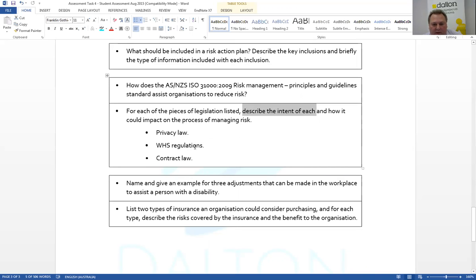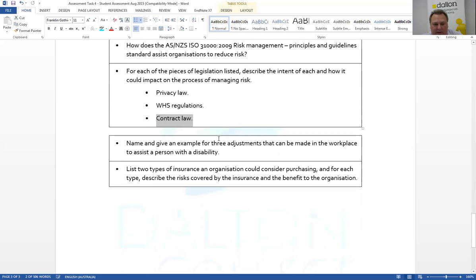Again, same for work health safety regulation. Describe the intent of each to reduce employee injuries in the workplace, to reduce the incidences in the workplace or near accidents and so forth, and how it could impact on the process of managing risks. So to manage a risk, it's going to reduce the incidences of accidents in the workplace. Another legislation, contract law. Describe the intent of each, a contract law, and how it could impact the process of managing risks. So there they are there.